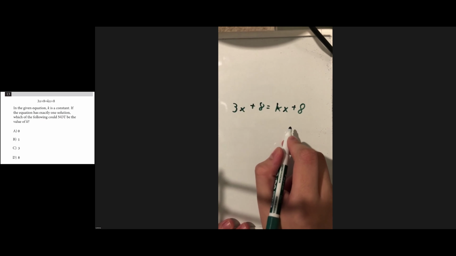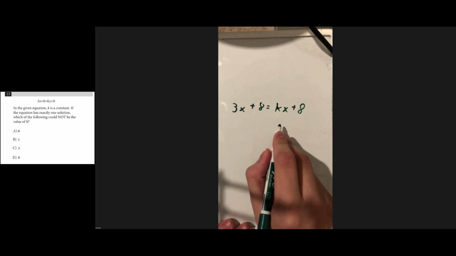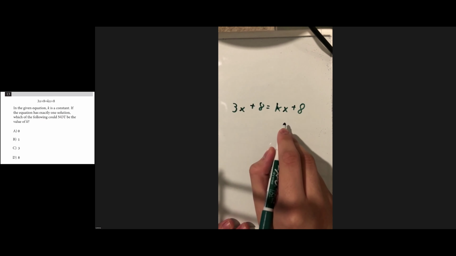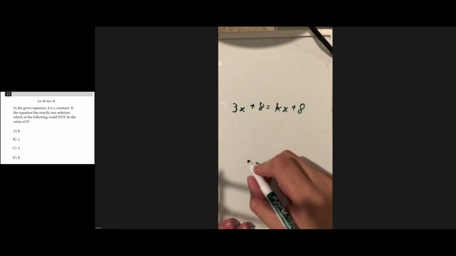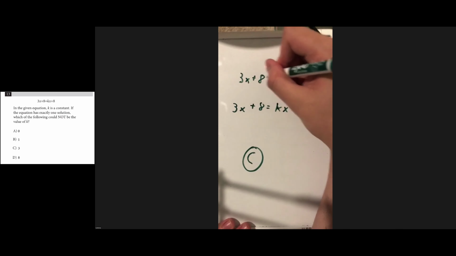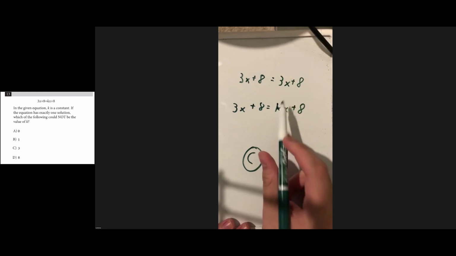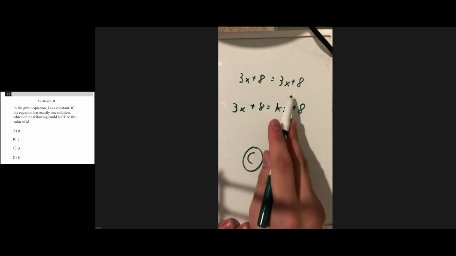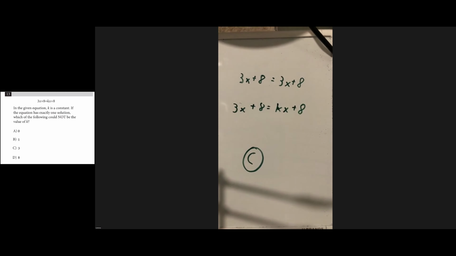And so the correct answer here would be that if they have the same exact slope, then these two equations would equal the same exact thing. And then whatever you plug in for x, it will always be true, which means that there would be an infinite number of solutions. So the correct answer here would be C, or 3, because when you plug in 3 for k, you get 3x plus 8. And then no matter what you plug in for x, this equation will always be true. And so that means that there would not be only one solution.